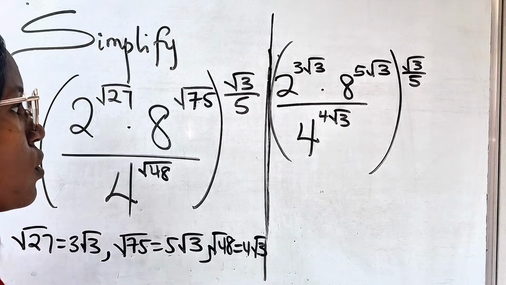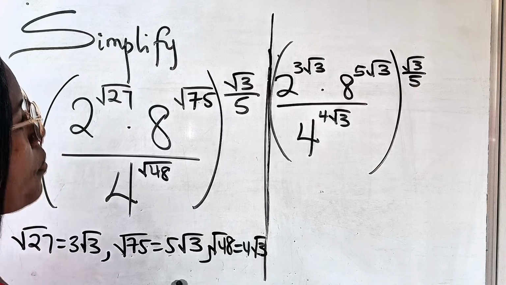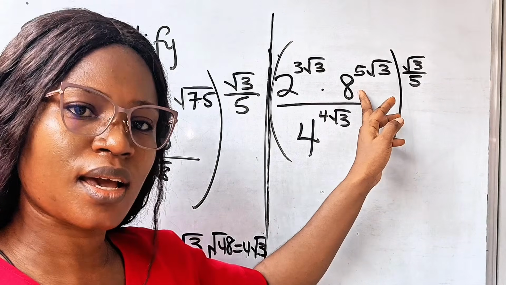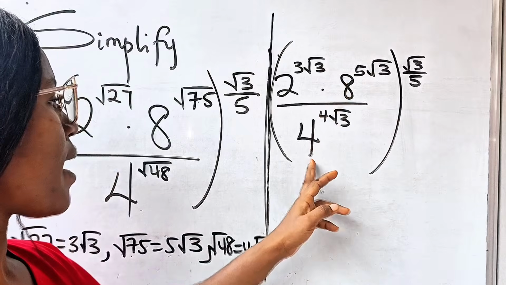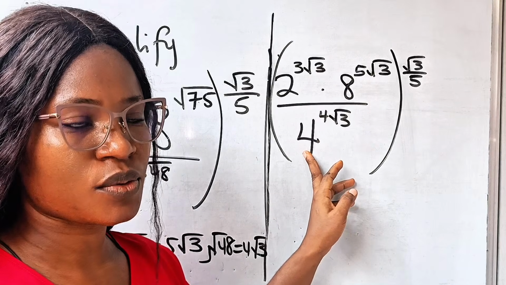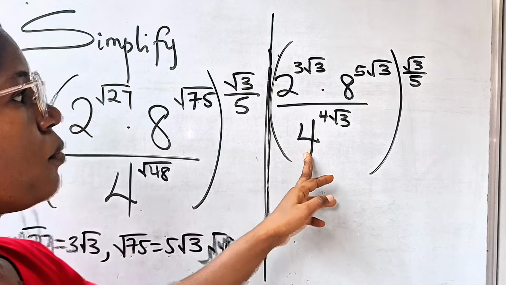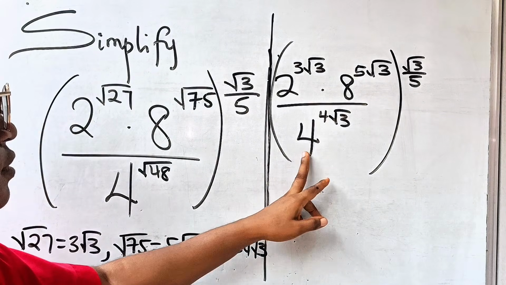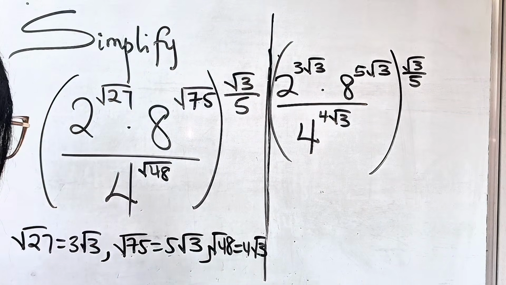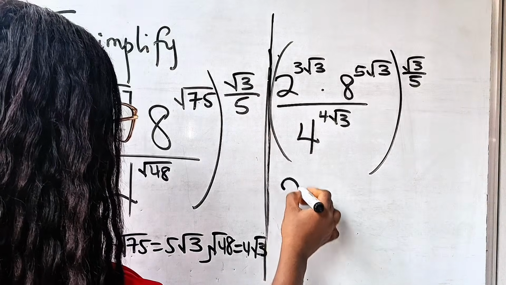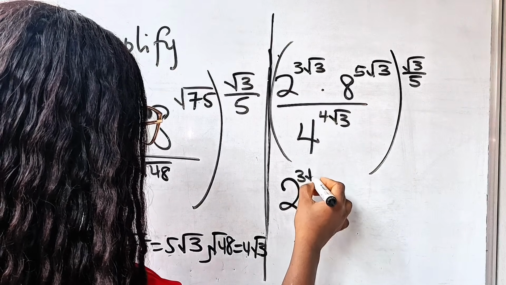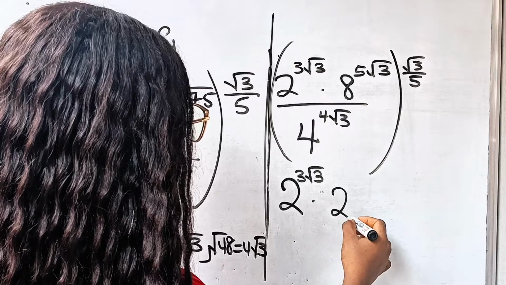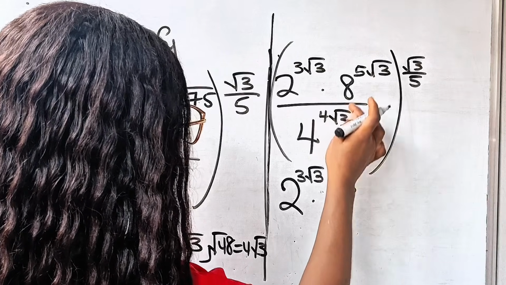Now, moving forward, since we can see 2 here, and we can actually express 8 in base 2 and 4 in base 2 as well, that is what we're going to do. Now, 8 is the same as 2 to the power of 3, and 4 is the same as 2 to the power of 2. So we can now write this as 2 to the power of 3 root 3 multiplied by 2 to the power of 3, which is for 8.